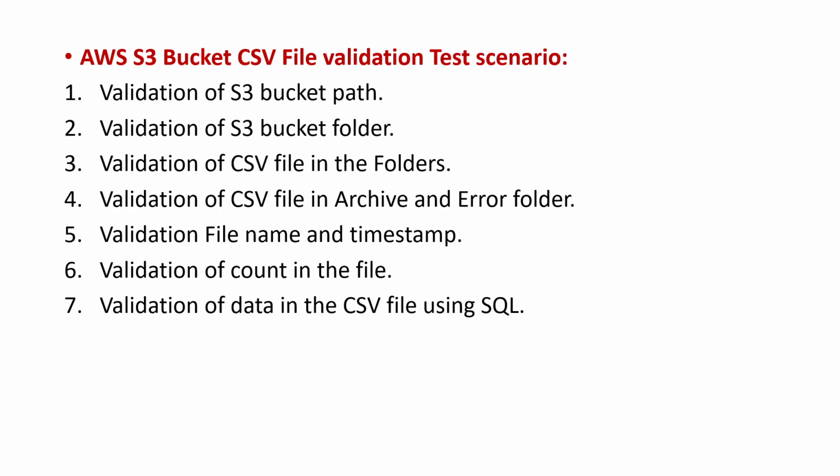Validate the error folder: are any files dropped into the error folder? Please cross-check it. If so, we will discuss with the developers, and they will forward it to the source team. In the archive folder we find the file, and using the file name and timestamp we validate it. Then validate the count in the file, and validate the data using SQL. These are the few testing scenarios we identified.